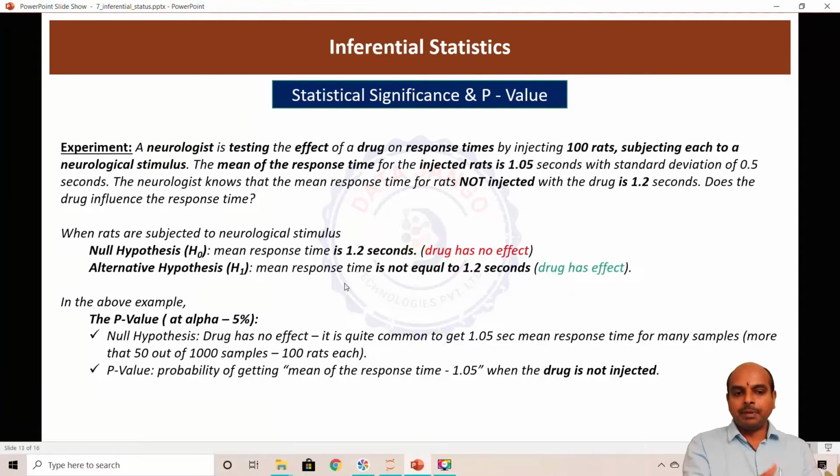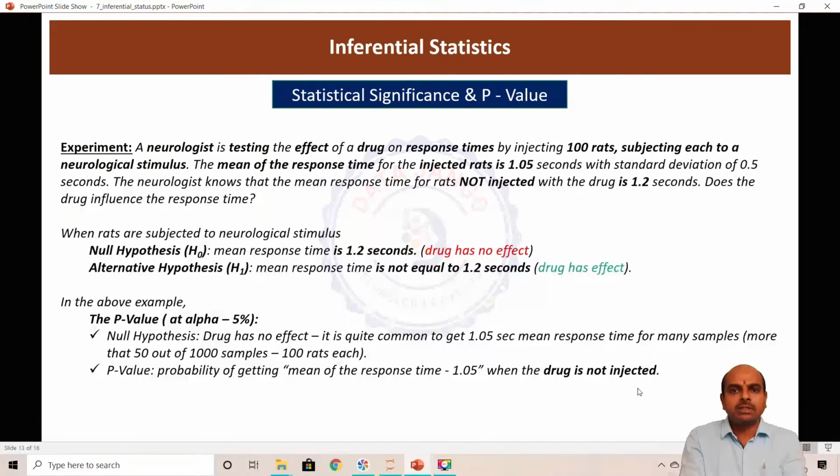Okay. So here, the statistical significance can be measured with the p-value, right? So we need to find out the p-value. What is the p-value here? The probability of getting a mean response time of 1.05 seconds when no drug was injected, right? The p-value is the probability of getting the observed result. What is the observed result here? The mean response time of 1.05 seconds is the observed result. The new guy observed that mean response time. Getting the observed result when the null hypothesis is true.